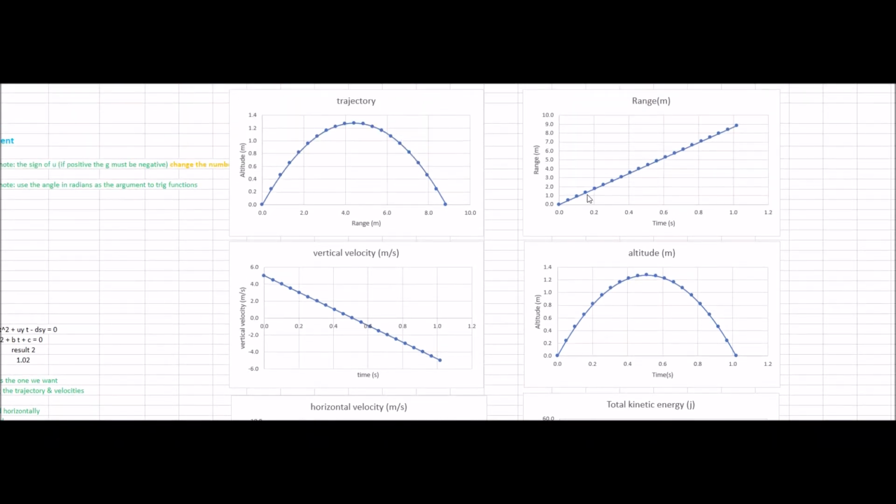Just moving back over here, you can see how the range is increasing in a linear fashion. Now, the reason why it's increasing in a linear fashion is because there is no acceleration. It's a constant velocity. That makes sense if you look at your horizontal velocity here, because if the horizontal velocity is constant, then the distance it can achieve in the same time interval will be the same. So that's why we get that.